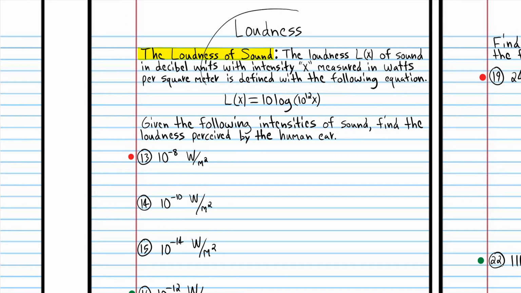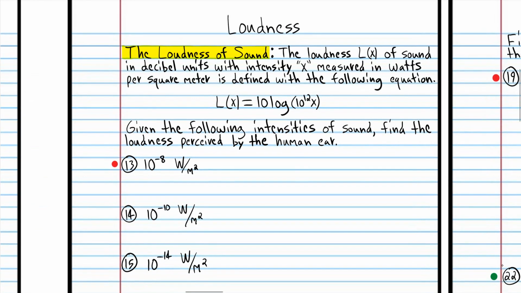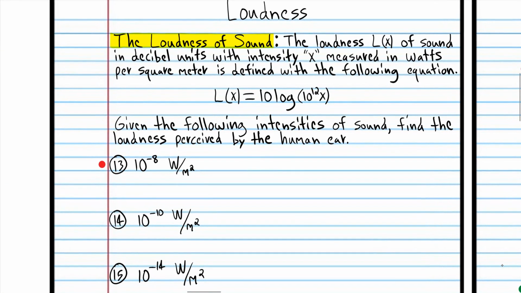So now we're going to use base 10 expressions to measure the loudness of things, the sound perceived by the human ear. That's called loudness. So the loudness of sound is defined to be 10 times log of 10 to the 12th times x. I know that that's kind of a confusing equation there, but that's the loudness. And x is called the intensity of the sound, and it's measured in watts per square meter.